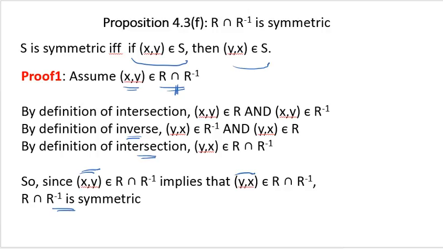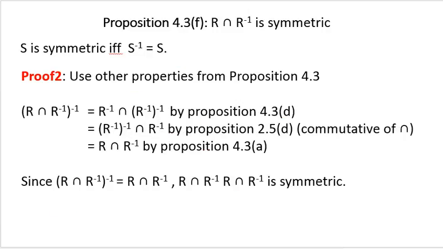Now, here is a second proof of this same statement. And it uses a second definition of symmetry. And again, this is sort of the old adage: if you know how to do a problem one way, that's great. If you know how to do it two ways, that's even better. So the second definition of symmetry says that a relation S is symmetric if S inverse is equal to itself.